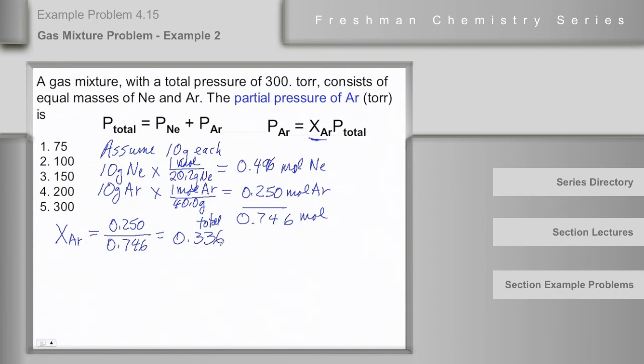Okay? So now the partial pressure of argon, according to this equation up here, is simply 0.336 times the P total, which is 300 torr. And this turned out to be 100 torr. That was the closest answer.